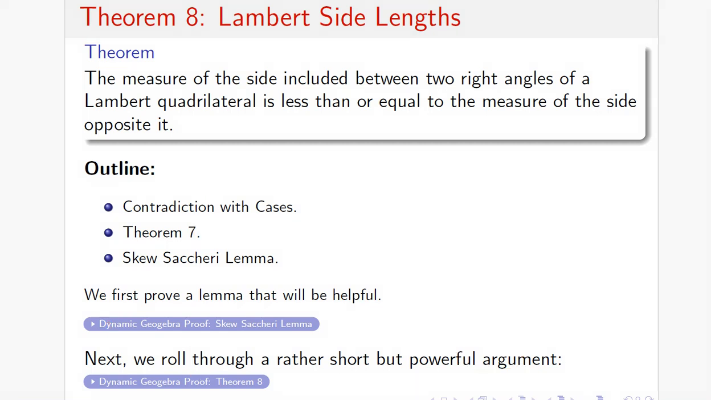Okay, this was the most complicated proof, and I don't know that this is enough for you to remember how to prove it, but we do contradiction with cases, and we have this trichotomy. You may need to remind yourself of what that is. We use theorem 7 repeatedly, and we also needed this Skew Saccheri lemma. Okay, so these are all proofs, and again, I think you can see how we're playing around really close to the rectangle place, but we don't get there.